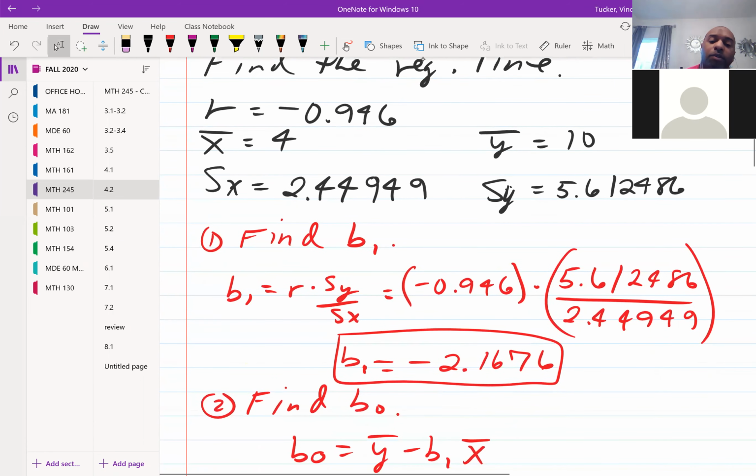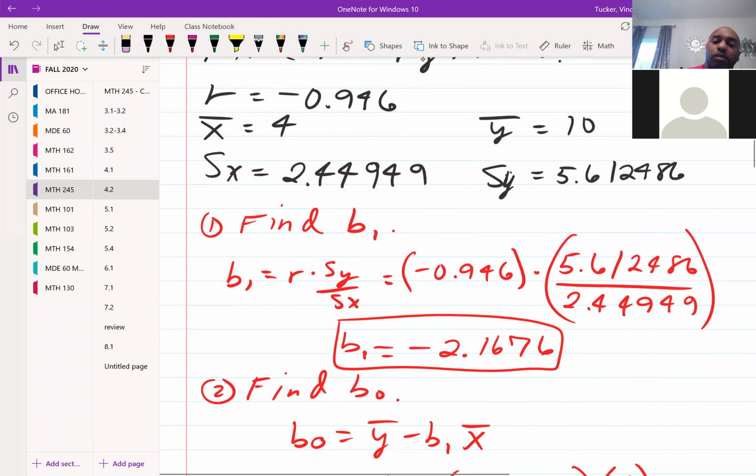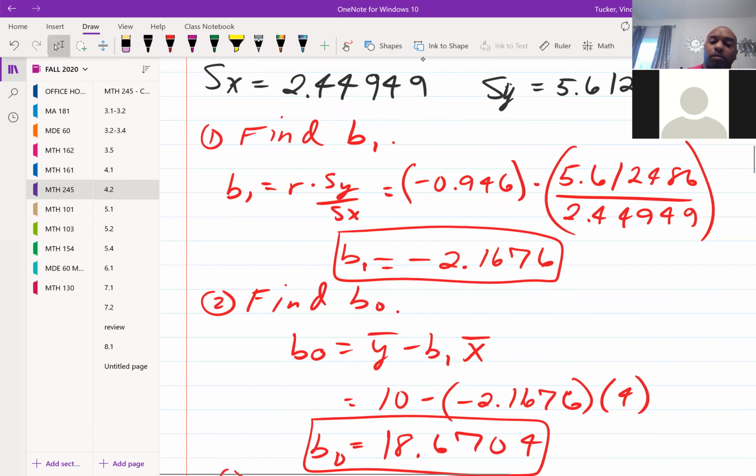So for B0, now we're going to take Y bar, X bar, and our B1 that we just calculated and plug it into the formula. So it's 10 minus negative 2.1676 times 4. We should get 18.6704.